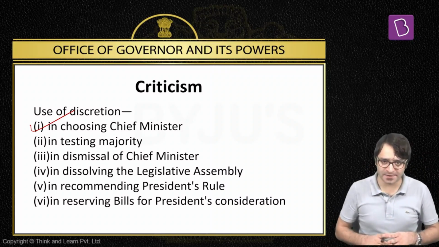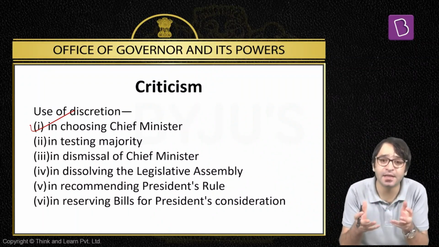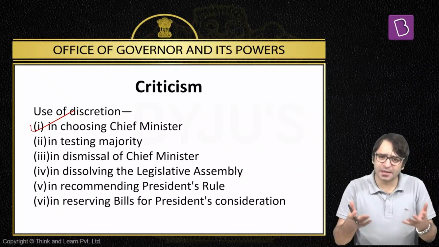For example, Karnataka elections took place. BJP emerged as the single largest party. Congress and JDS, Janata Dal Secular, both decided to come together to form the government. They had the numbers. But the governor said, no, I will invite the leader of the single largest party, which is the BJP, you form the government.